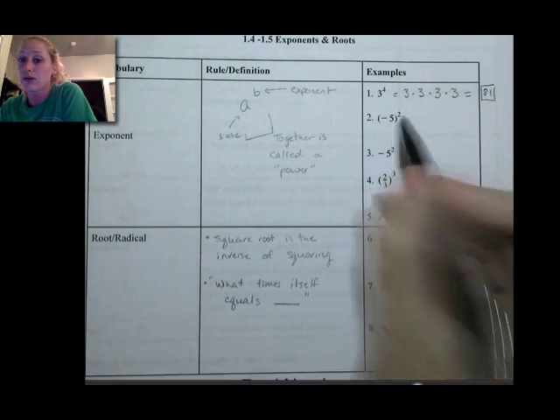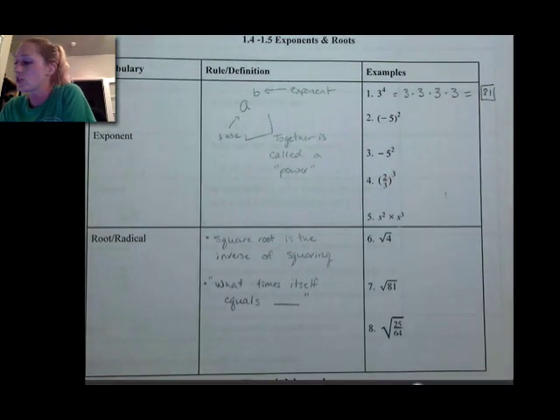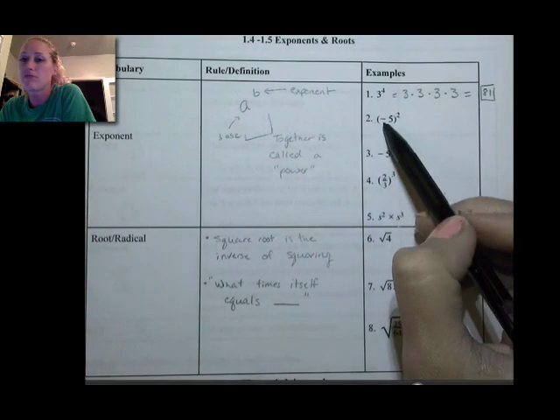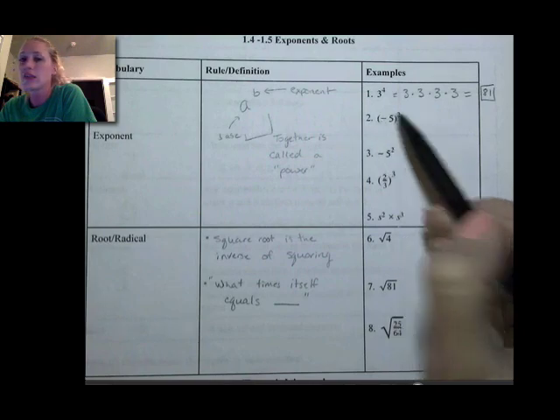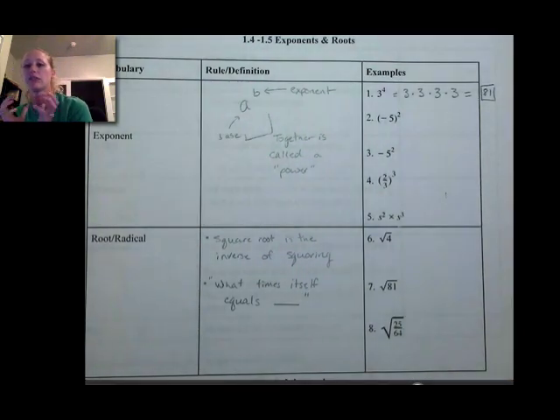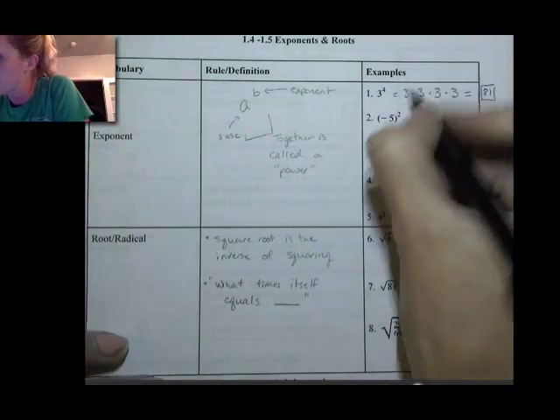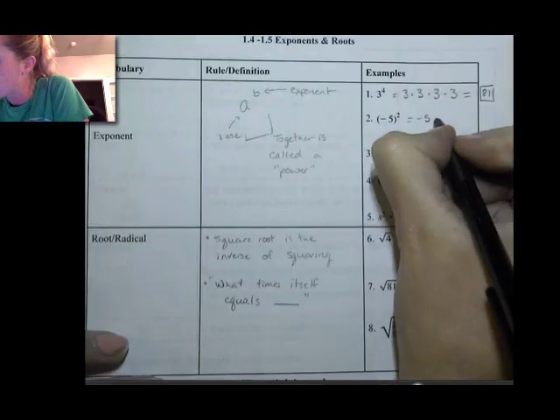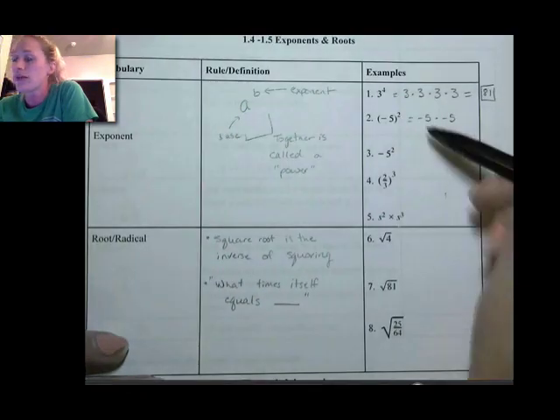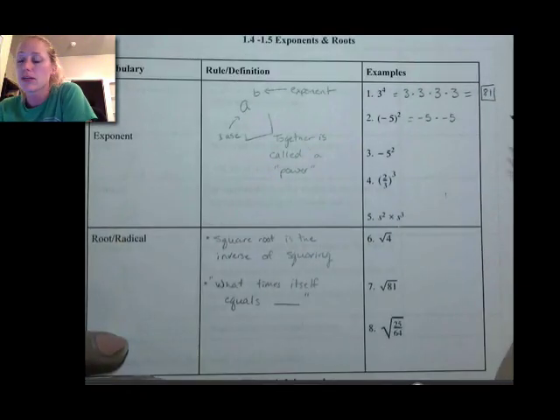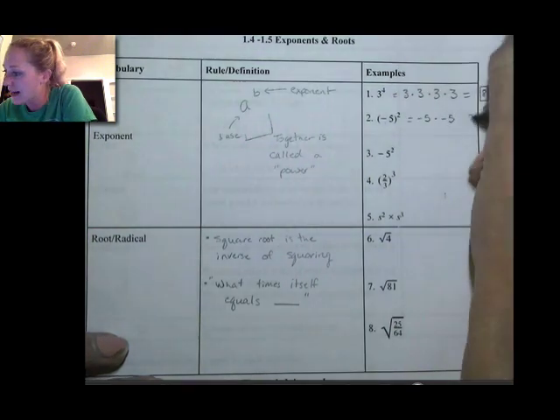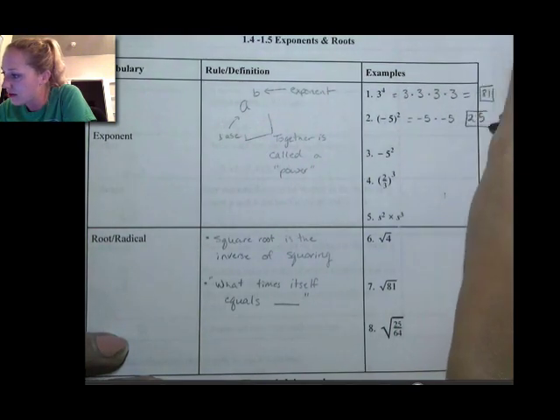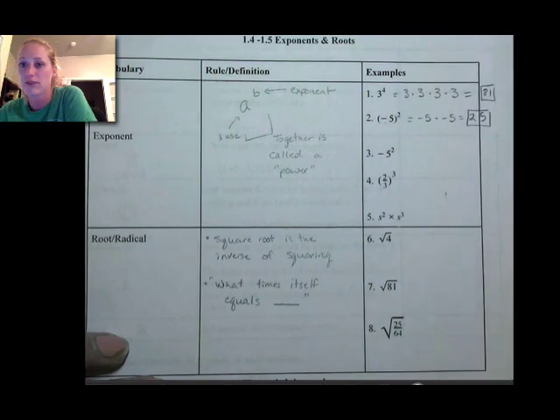Another really important thing that we're going to point out with this section is the negative being in parentheses versus outside of the parentheses. So when it's in the parentheses, it's saying take the value inside, -5, and multiply it by itself 2 times. So this is the same as -5 times -5. Well, now we apply our integer rules: when I multiply something with the same sign, I get a positive answer. So I get positive 25 there.